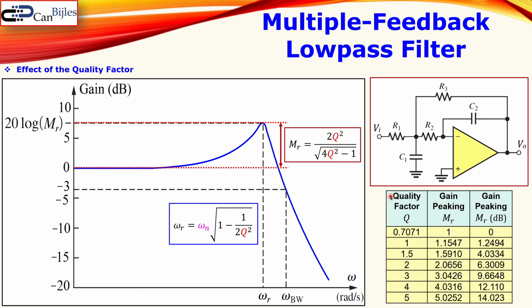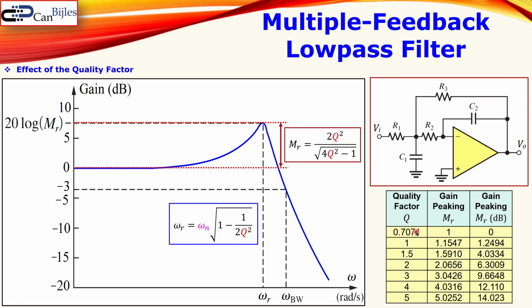Now some values for the quality factor and the gain peaking, and also this in dBs. You see here the 0.7071. This is the approximate value of 1 over the square root of 2. Then the gain peaking will be exactly 1. So from this formula, that will be, of course, 0 dB.